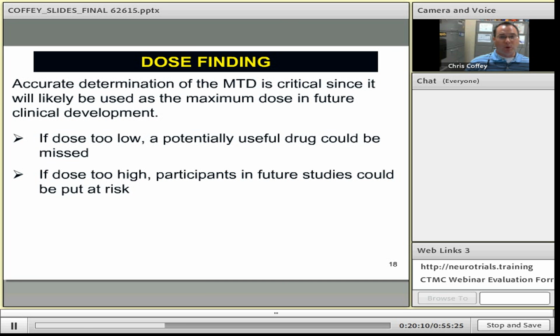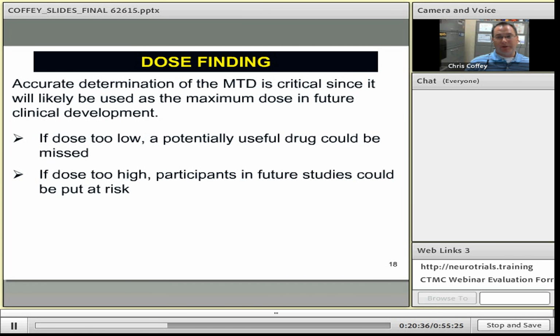If you've done a poor job in your dose finding study, so let's say that what you estimate to be the maximum tolerated dose is not near your true maximum tolerated dose, which you won't know, then you have potential problems. If your dose is too low, then you might have a potentially useful drug, but you're not going to see efficacy in your follow-up studies because you're too low in the dose range. You didn't go as high as you perhaps could have if you'd done a better job.